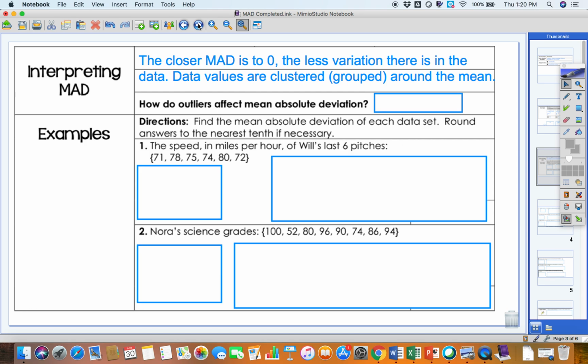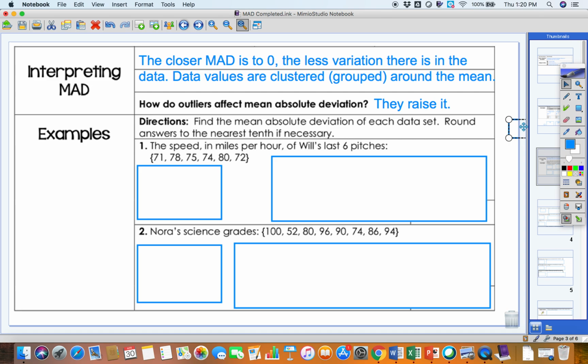So what do you think about how outliers would affect the mean absolute deviation based on that? I'm going to give you just a second, or you can pause and think about it. So outliers are going to raise the mean absolute deviation. Having a high mean absolute deviation isn't necessarily a bad thing, but it can just mean that maybe your data isn't as concentrated as you would really like it to be.